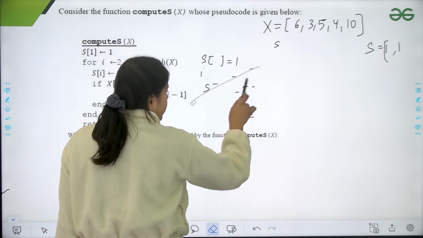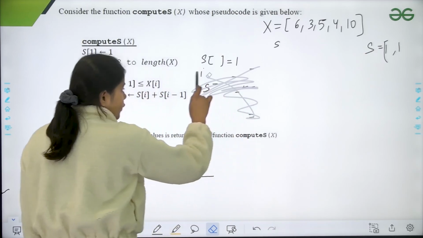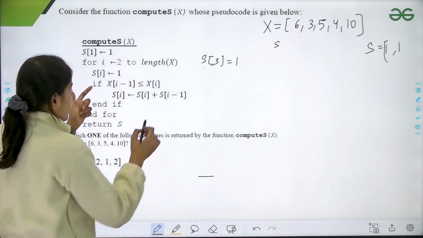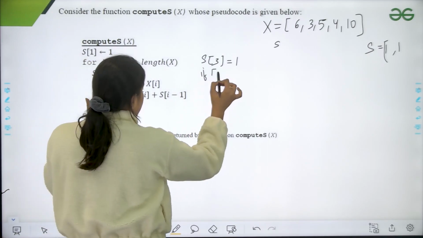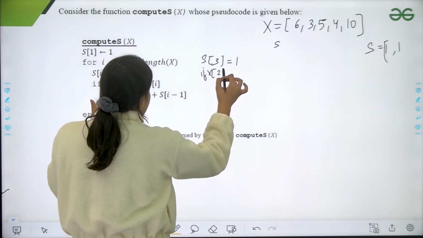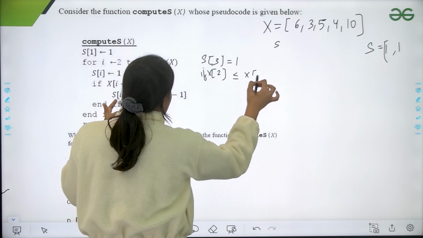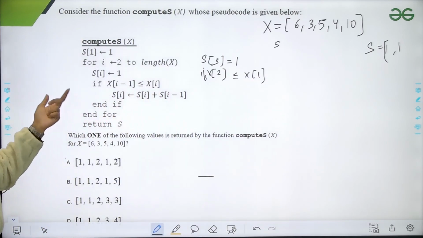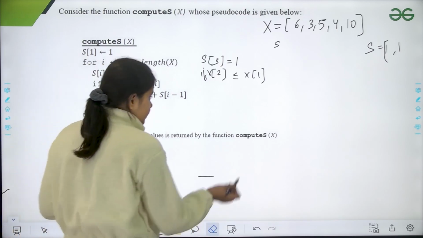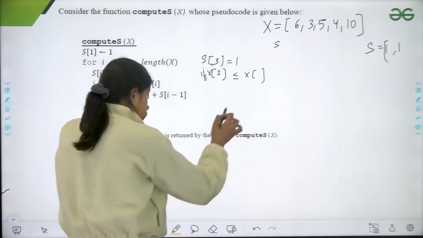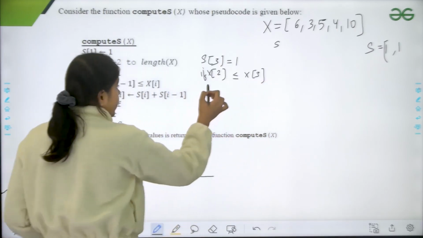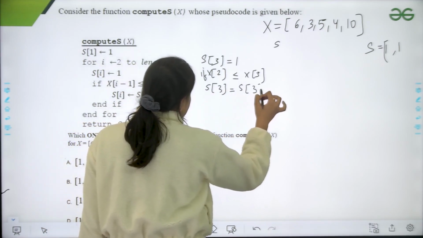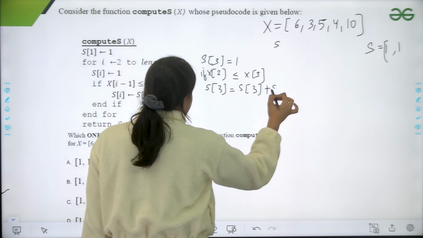Everything else would work again. So let's see, for 3, S of 3. S of 3 is 1. Now if x of 2 is less than or equal to x of 3, then S of 3 would become S of 3 plus S of 2.